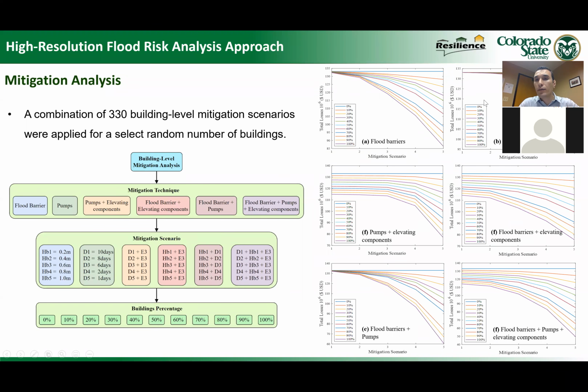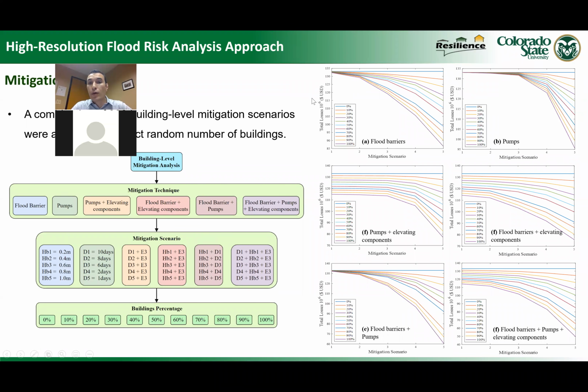And this shows us some of the results that we have. So here it shows the impact of the flood barrier. And this is the flood barrier scenario: 0.2 meter, 0.4, 0.6, 0.8, and 1 meter. And as we increase the barrier height, the amount of flood loss decreases, so we have more flood loss reduction. And each one of these curves shows the percentage of the households that respond and do mitigation, like 0% in the top curve, 50%, up to 100%.